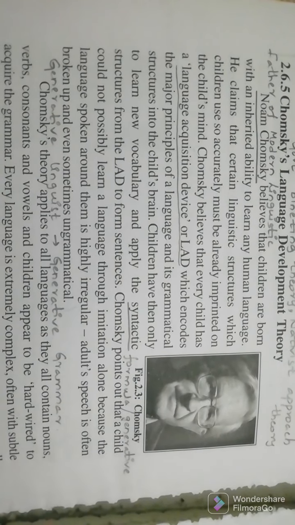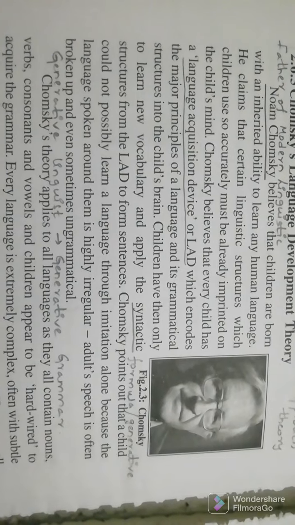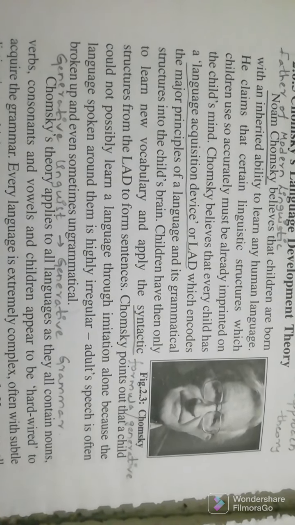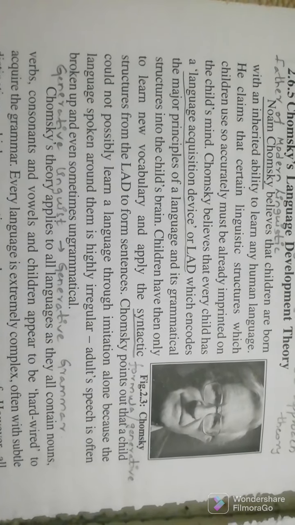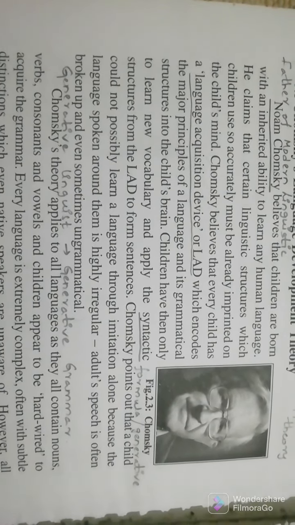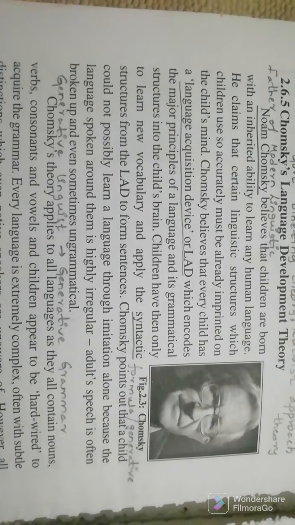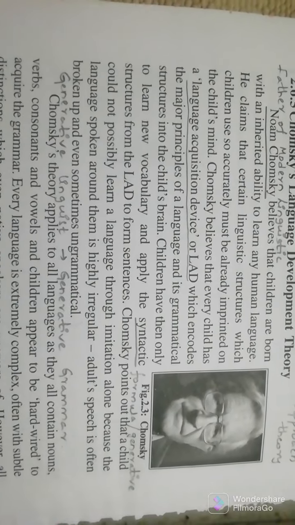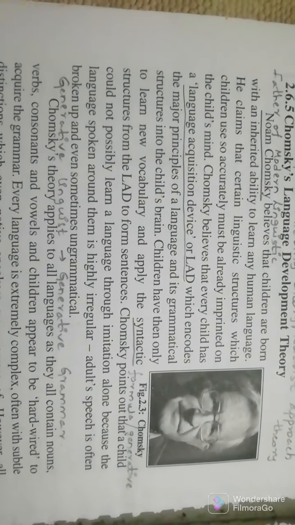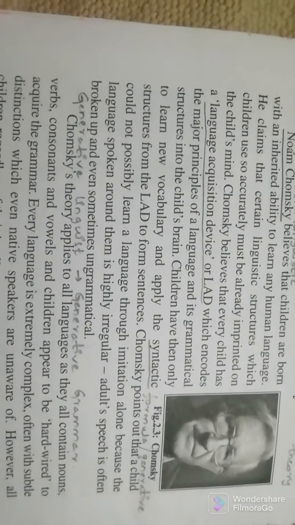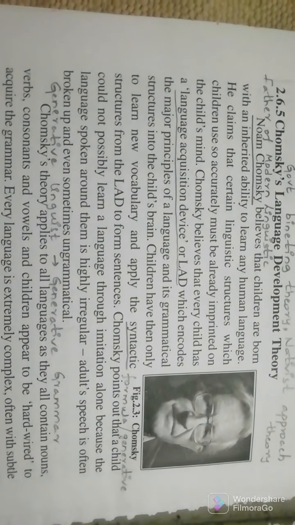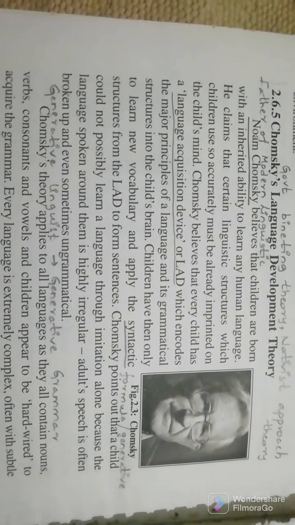Chomsky points out that a child could not possibly learn a language through imitation alone because the language spoken around them is highly irregular. That means the children will not learn easily just by observing or just by imitating. The child cannot acquire language knowledge just by observing, because the language spoken around them is highly irregular.